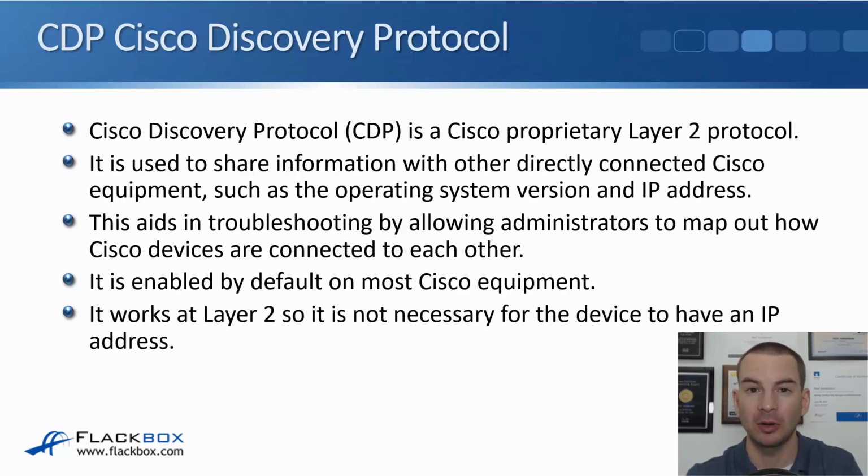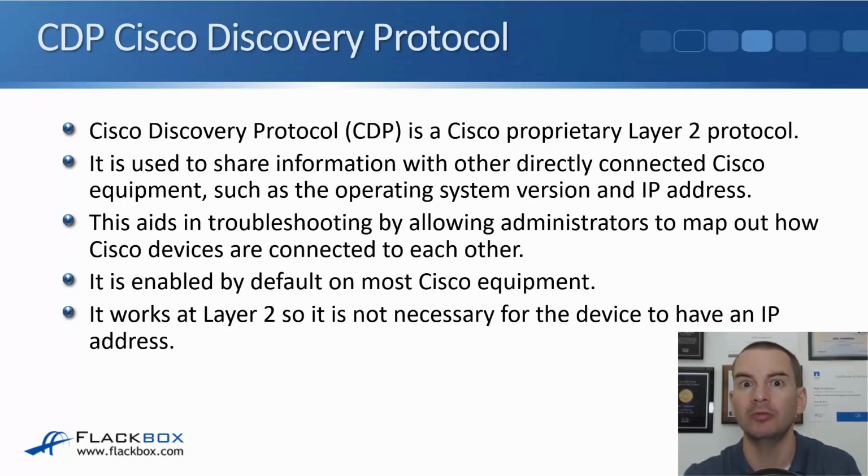That aids in troubleshooting by allowing administrators to map out how Cisco devices are connected to each other. For example, say that you're in New York and there is a problem in Sydney and you don't know about the network topology in Sydney. Well, as long as you can jump on one device there, then you could use show CDP neighbors to map out how all the other Cisco devices are connected to each other. So it's a very useful troubleshooting tool.